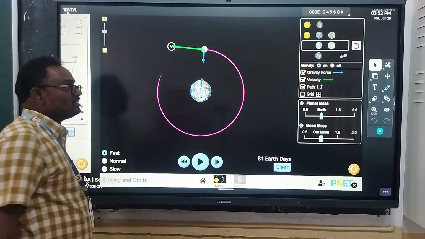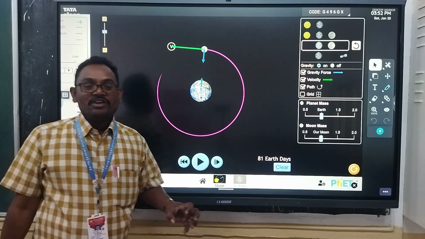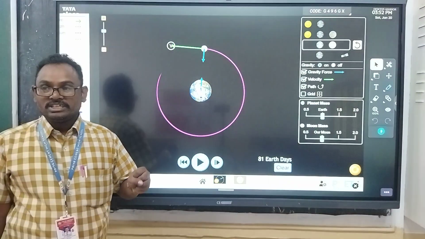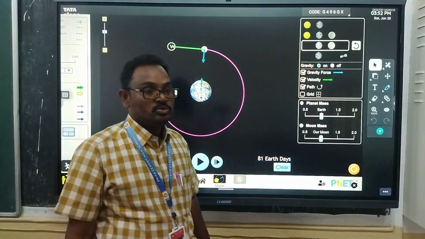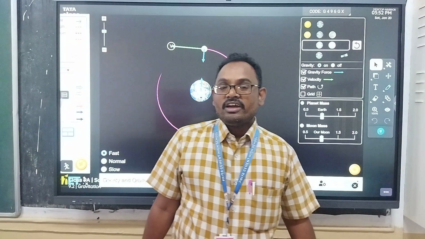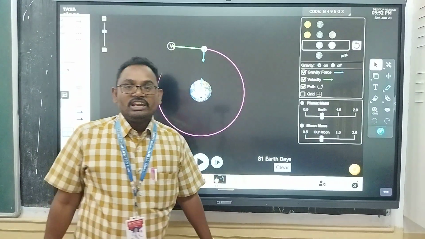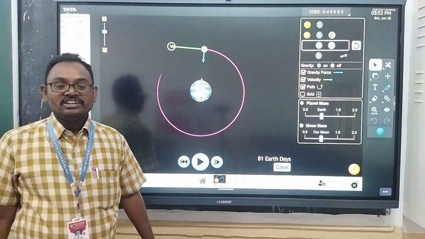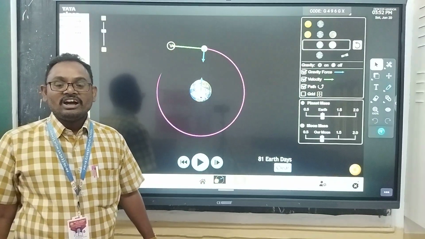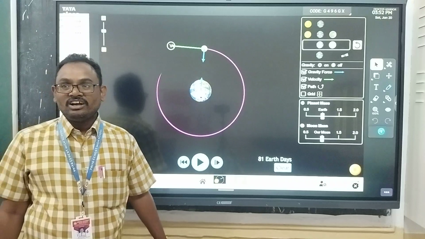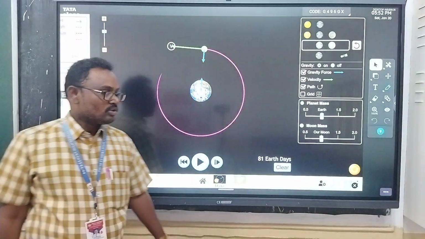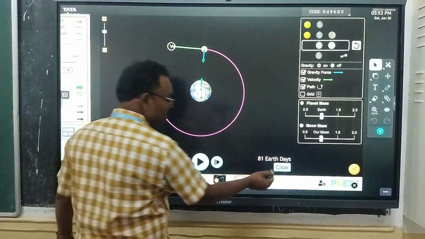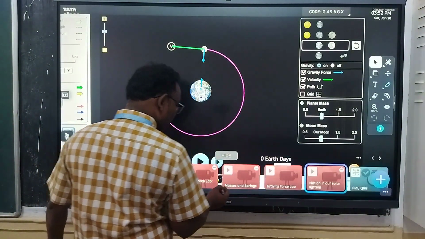Right. Now, from all these things we conclude that universal gravitational force is the force of attraction between any two bodies, and gravitational acceleration is nothing but the force of gravity on the planets, on their objects. Okay. Right. Let us clear this one and we can go to another point.